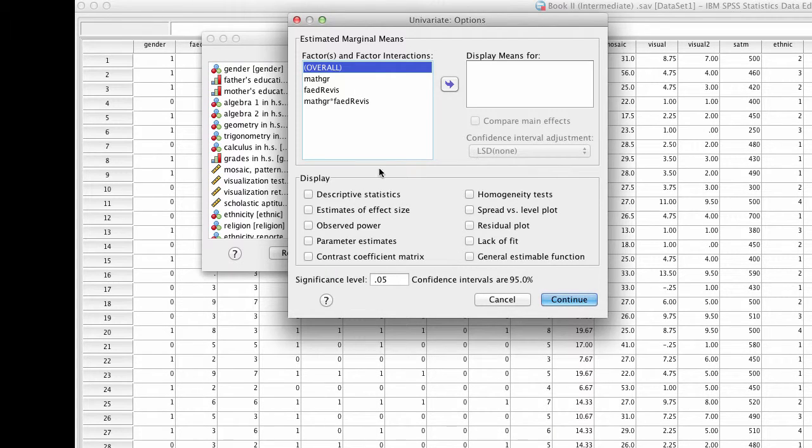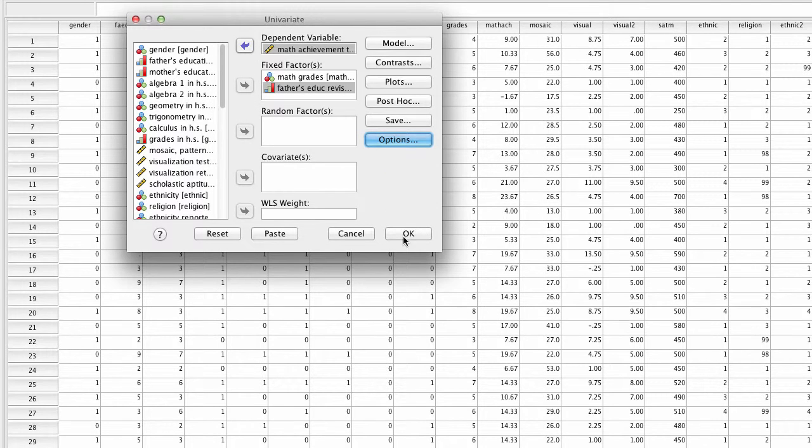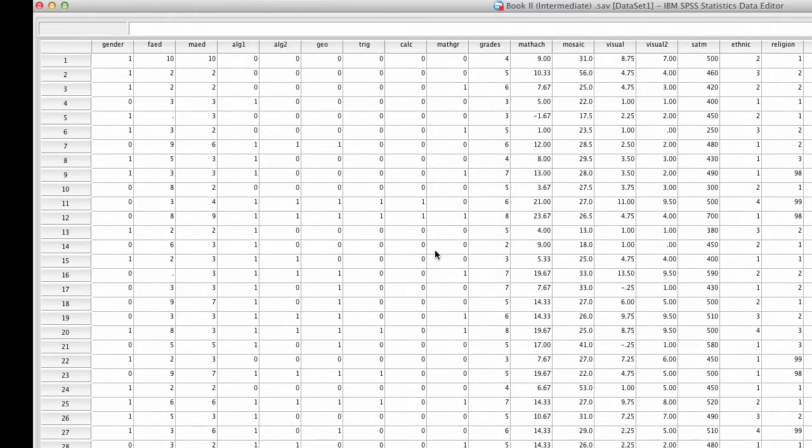Now under Options, I like to have display means for overall because that gives us the grand mean for the analysis. In addition, I like to have descriptive statistics, the estimates of effect size, observed power, and homogeneity tests. And then I want to click on Continue to run the analysis.